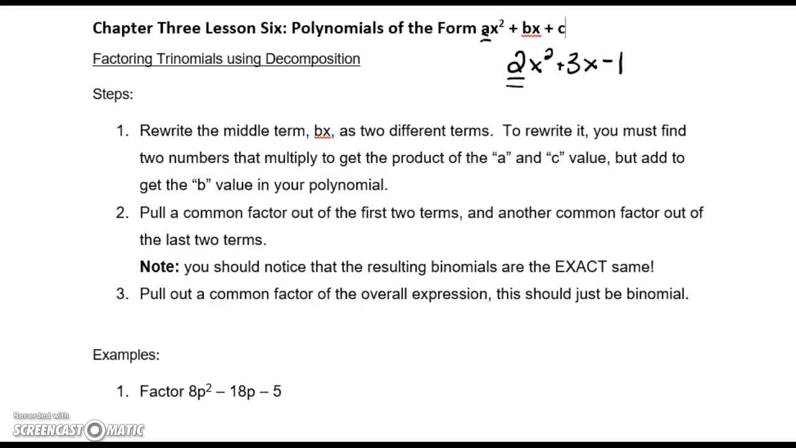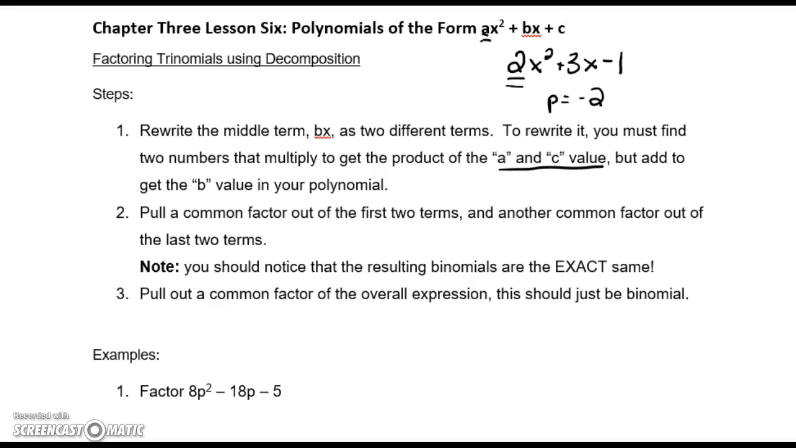So in our first step, we're going to rewrite the middle term bx as 2 different terms. In order to rewrite it, we're going to find 2 numbers that multiply to get the product of our a value times the c value. So this here is our one step that is changed. Now we'll be looking for our a value times the c value, which, in this case, would have a product of -2. Then we would find 2 numbers that add to get our b value, that middle value in our polynomial. So this is almost an identical step apart from that a times c value.